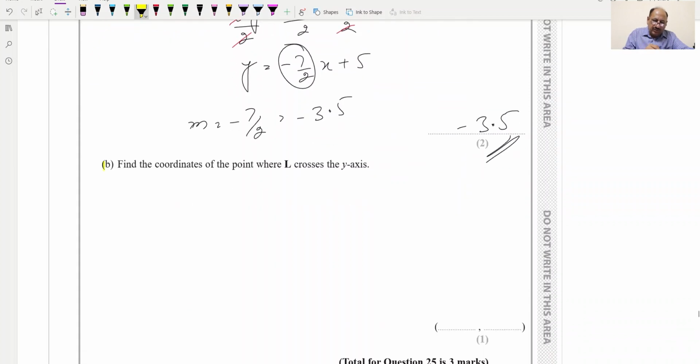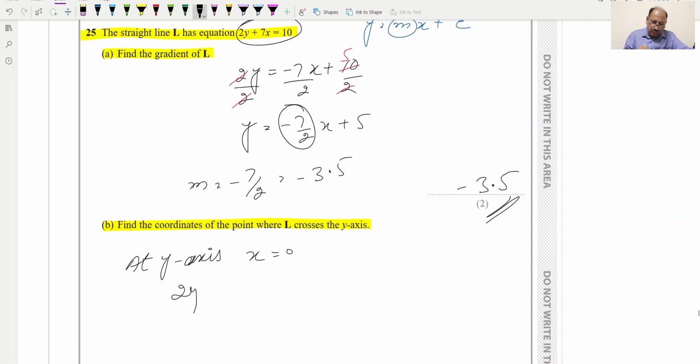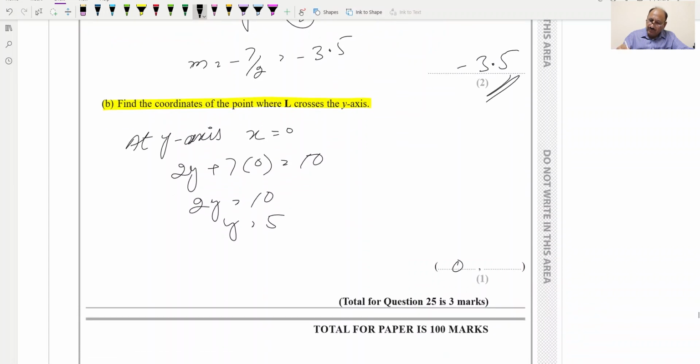Now they are saying find the coordinates of the point where L crosses the y-axis. Now at the y-axis, the x value will be equal to 0. So if we replace in this one, we know 2y plus 7 into 0 will be equal to 10. So 2y is equal to 10, so y will be equal to 5, and the point will be what? Point will be 0 and 5. X value is 0, y value is 5, so this will be our point, and this is for 1 mark.